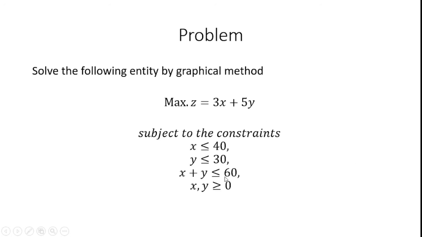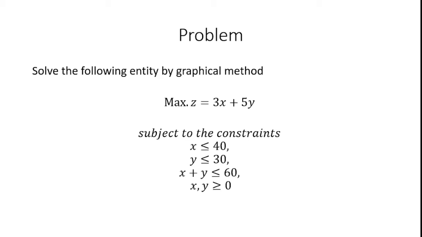Let's see how we can practically solve the problem. We will discuss this problem. The problem is: solve the following problem by the graphical method. The objective function is maximization of z is equal to 3x plus 5y, subject to the constraints x less than or equal to 40, y less than or equal to 30, x plus y less than or equal to 60, x comma y greater than or equal to 0.